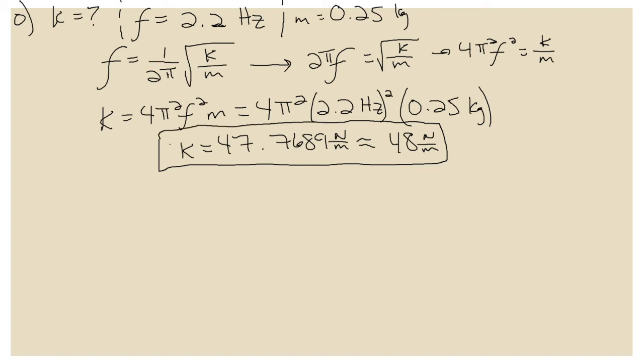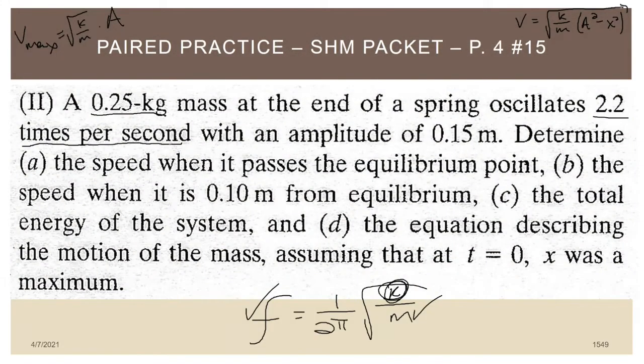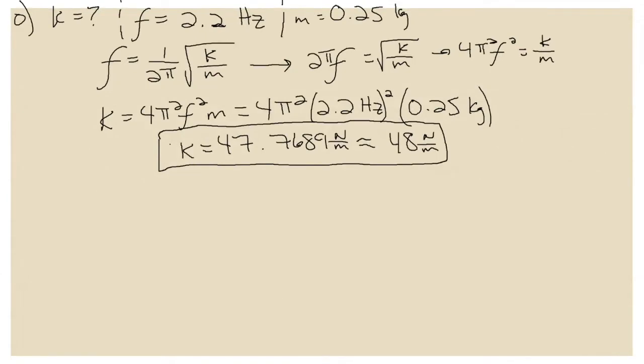Because part A of this question, let's go back and remember, part A was asking what is the speed when the thing passes the equilibrium point? What you need to recognize is the speed when the object passes the equilibrium point is its maximum speed. That is the location where all of the elastic potential energy is converted to kinetic energy. And so the speed when it passes the equilibrium point is the maximum speed because that's where the object has the maximum kinetic energy.